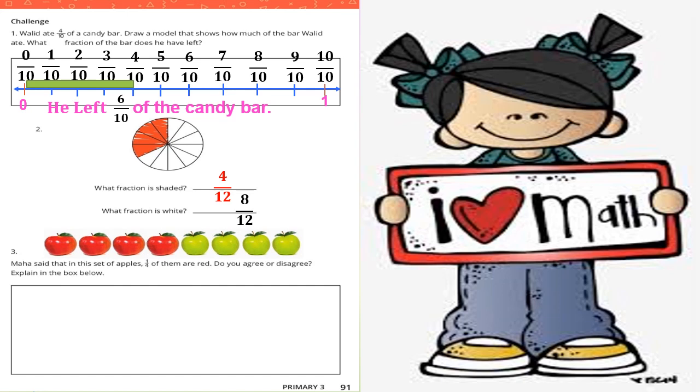I want to divide this set into 2 equal parts. 2 equal parts means into 2 halves. So each part will be half. The red apples are half and the green apples will be half also. So here half of them are red and also half of them are green. So do you agree or disagree? No, I don't agree.